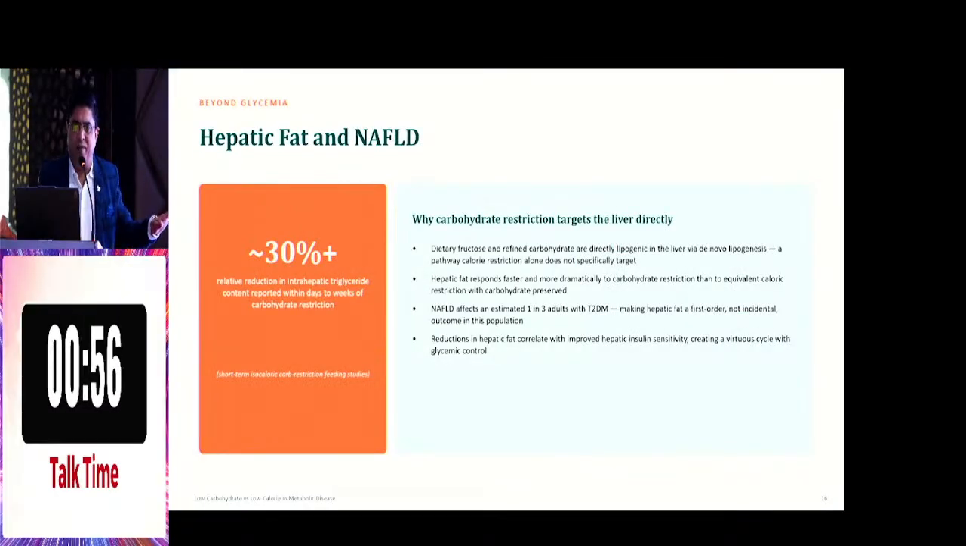Improve hepatic fat and NAFLD: 30% relative reduction in intrahepatic triglyceride content is reported within days to weeks of carbohydrate restriction, which you don't get with calories alone. So that is the reason carbohydrate restriction targets the liver directly as compared to the low calorie diet.